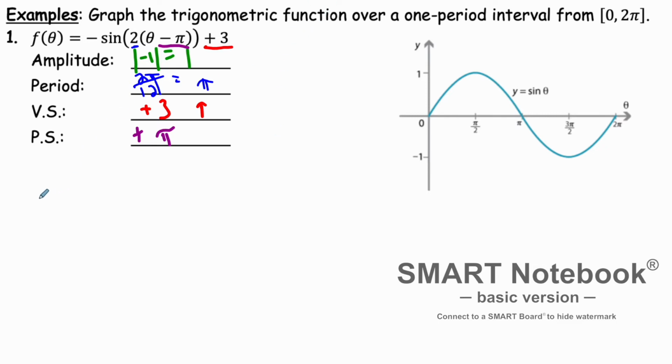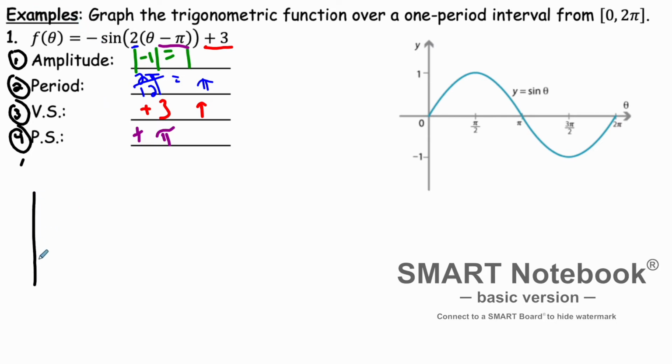First up with the amplitude. We'll do these in order. I put them in this order for a reason, because that's the order that I'm going to graph them in. So the amplitude is still 1, so the height of the graph will still be 1 to negative 1. But because there's a negative here, it's going to flip it.